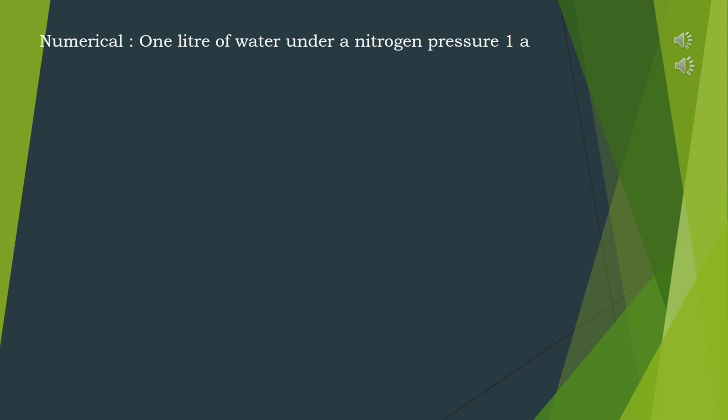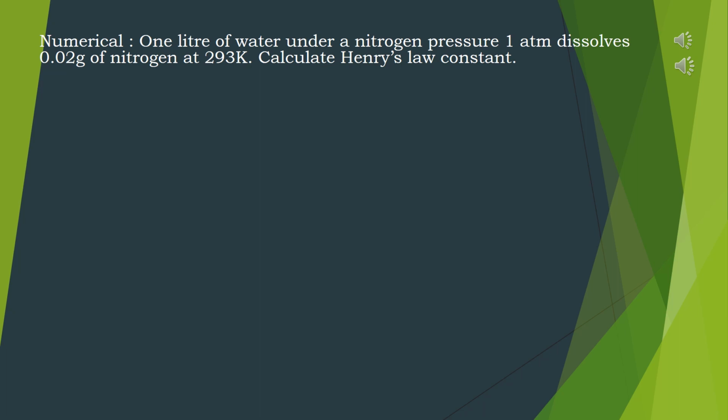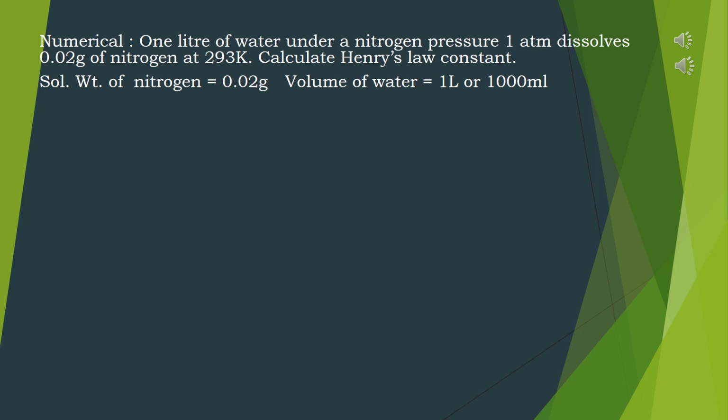Let's try one numerical based on Henry's law. 1 liter of water under nitrogen pressure of 1 atmosphere dissolves 0.02 gram of nitrogen at 293 Kelvin. Calculate Henry's law constant. In this, weight of nitrogen is given, which is 0.002 gram. Volume of water is also given, which is 1 liter, or we can say 1000 milliliter. Pressure is also given, which is 1 atmosphere. We have to find out the Henry's law constant, that is Kh.